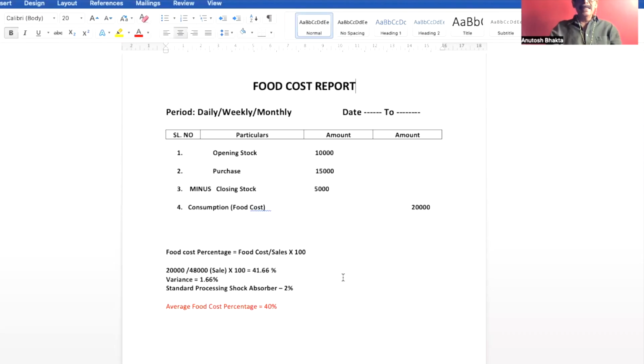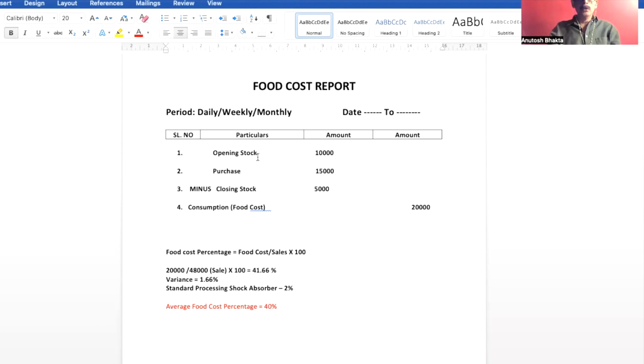Now let us see how you should calculate the food cost report. So let me share my screen with you. This is a food cost report which you need to prepare either daily or weekly or monthly, depending on the size of your restaurant. Now how should we prepare the food cost report? There are a few elements here, so let us understand what the elements are.